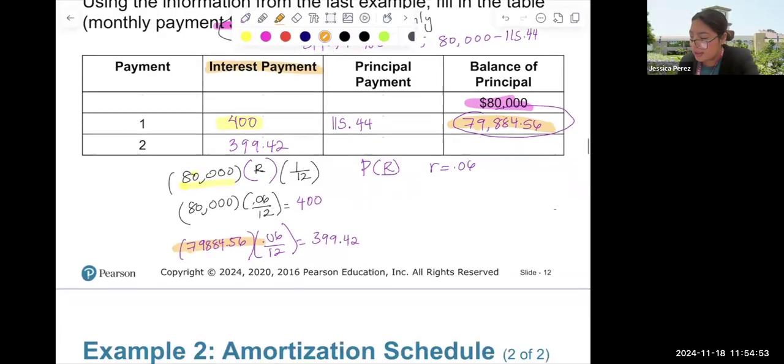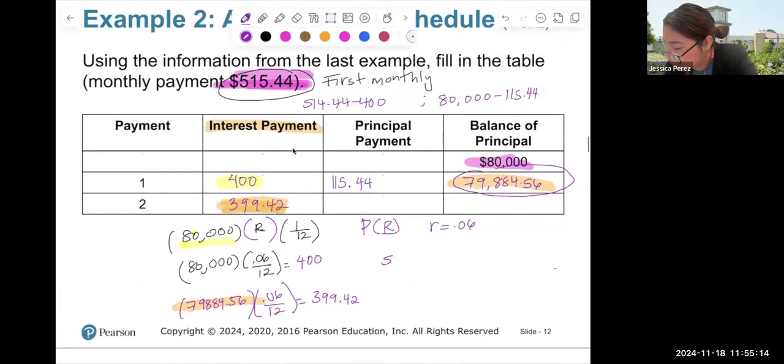Now, if I want to find the value of the interest payment for the 79,884.56, we're going to do the same thing. We're going to do 79,884.56 times the rate over N, which is 0.06 over 12. We get 399.42. That's just the interest payment. Now we want to find the principal payment. Well, we know it's the original 515.44 minus the 399.42. So that should be this value.